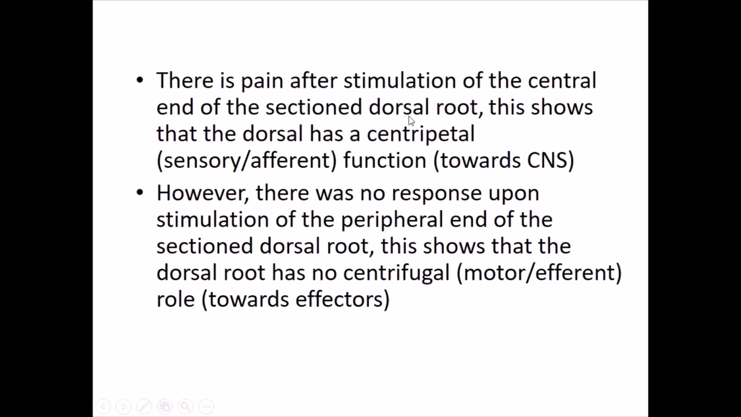There is pain after stimulation of the central end of the section dorsal root. This shows that the dorsal root has centripetal sensory or afferent function towards the CNS. However, there was no response upon stimulation of the peripheral end of the section dorsal root. This shows that the dorsal root has no centrifugal motor efferent role towards the effectors. So notice from all these experiments, when I'm stimulating at the central end, I'm daring it to send messages into the spinal cord. The central end detects sensory functions. The peripheral end detects motor functions because it's still connected to the muscles.